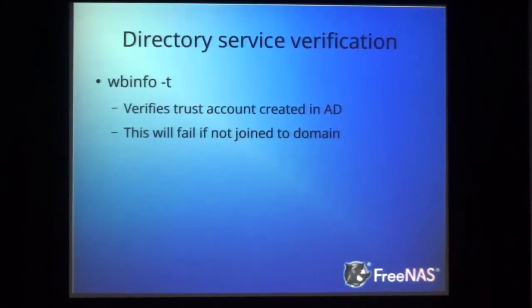If everything seems fine, and then you do a wbinfo -t and it fails, then that means that the trust account that was created, something is off. And that could be the permissions on the object in Active Directory. It could mean somebody deleted that object. Some of these cases can get really weird and difficult to debug. And we'll get to that.